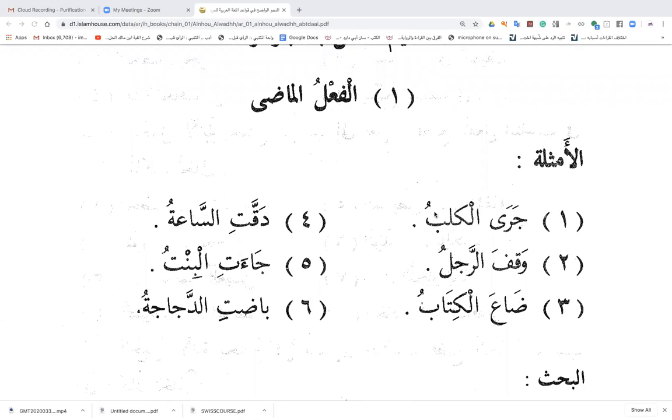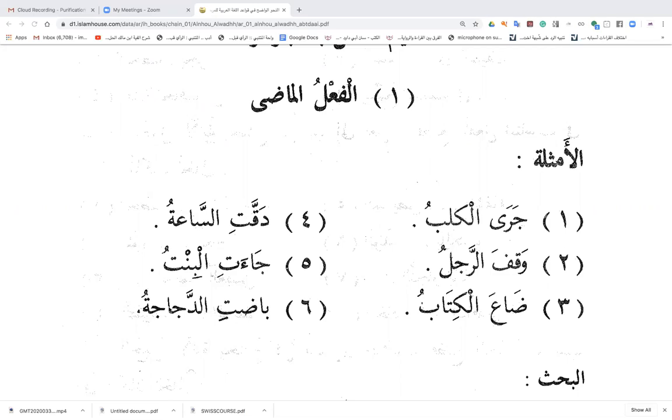جرى الكلب. جرى means to run, excuse me, like the dog ran. وقف الرجل, the man, he stopped. ضاع الكتاب, the book was lost. دقت الساعة means that the clock ticks. دقت الساعة. جاءت البنت, the girl came. باضت الدجاجة, the chicken laid an egg.